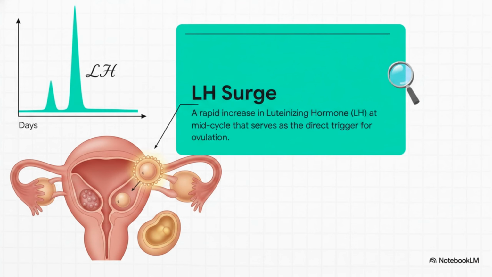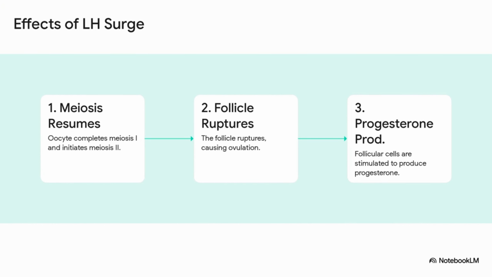So what's the trigger? What's the final go-ahead signal? It's this, the LH surge. Right around the middle of the cycle, there's this massive, dramatic spike in LH levels. This surge is the one non-negotiable trigger that starts the whole process. If you don't get the surge, ovulation just doesn't happen. It's that critical. And this LH surge does three incredibly important things. First, it gives the oocyte the final push to complete its first meiotic division and start the second one. Second, it ramps up the pressure inside the follicle until it literally ruptures, releasing the oocyte.